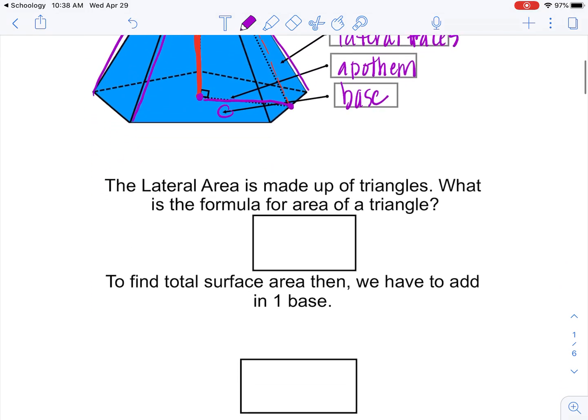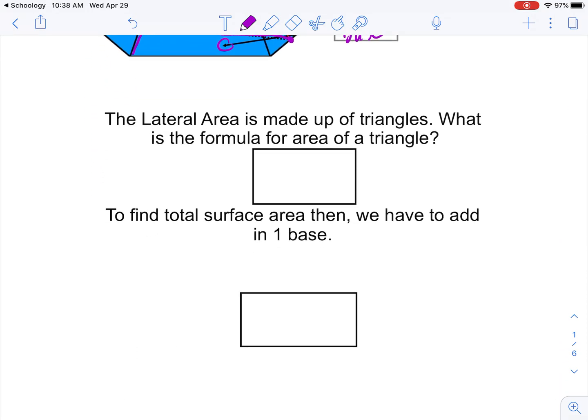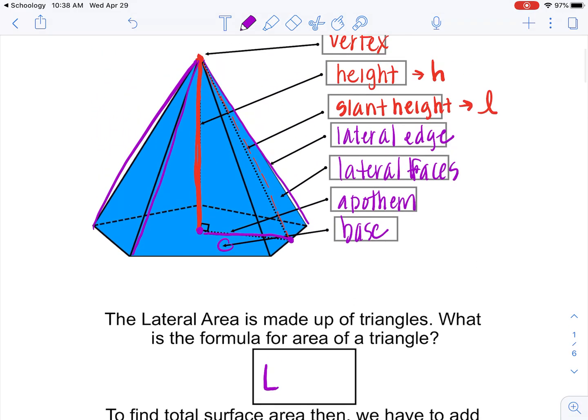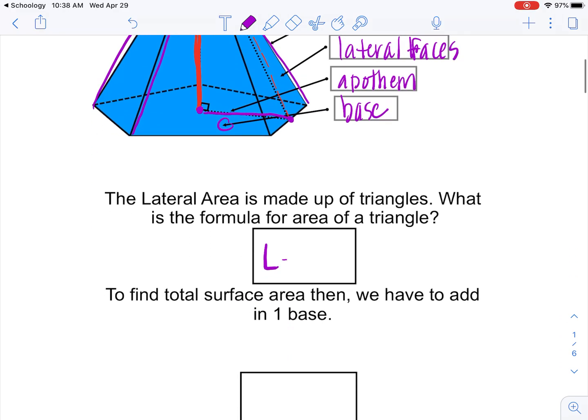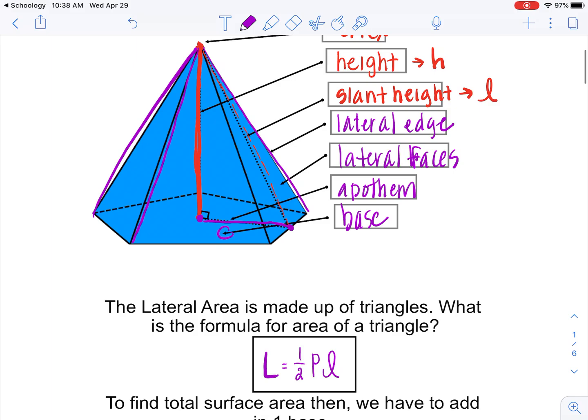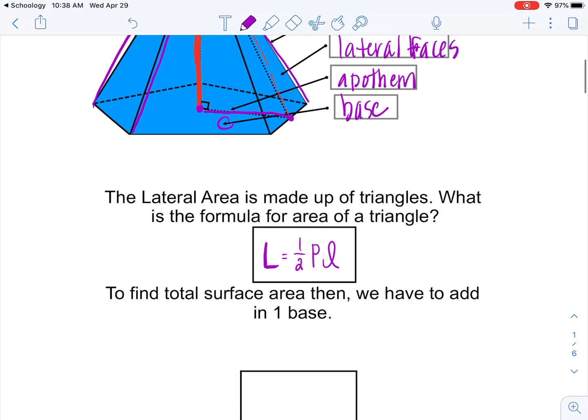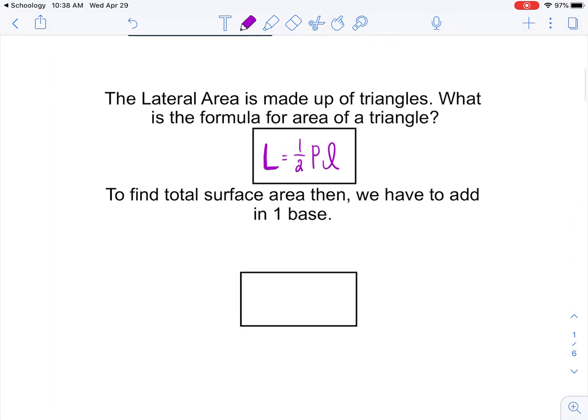All right, next, let's talk about the formula for lateral area. So for lateral area, which is all of the triangles on this pyramid, just not the pentagon on the bottom, all 5 of those triangular faces, that's what the lateral area is. The formula is 1/2 the perimeter times the slant height, okay? I have that lowercase l as slant height right here, so I'm not going to write it down again.